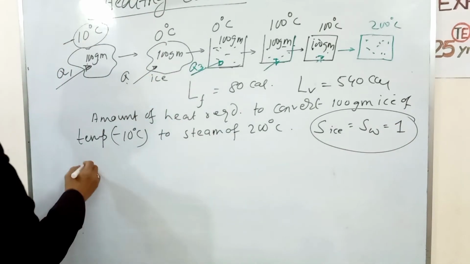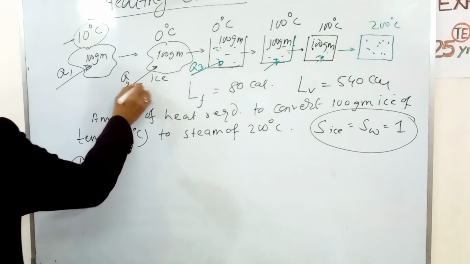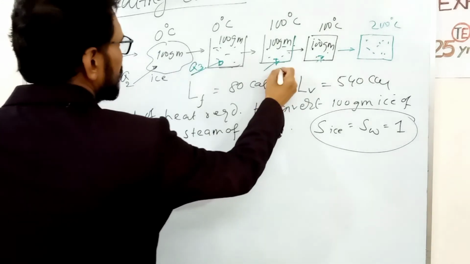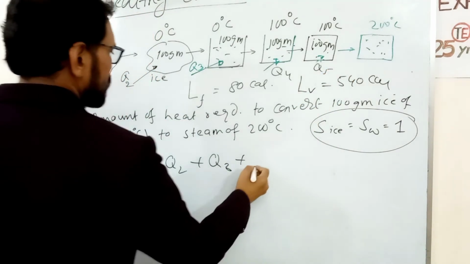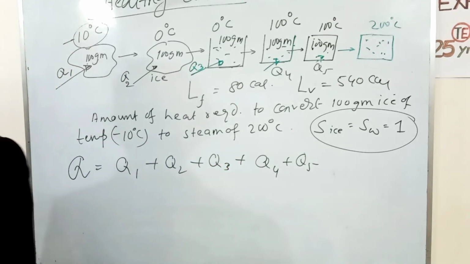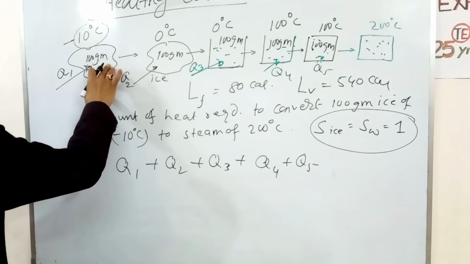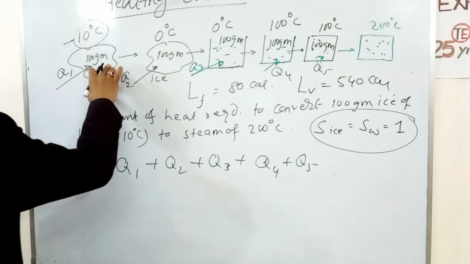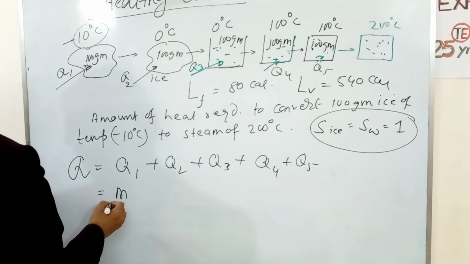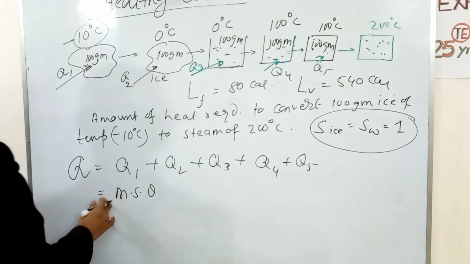The solution will be: total heat required equals Q1 plus Q2 plus Q3 plus Q4 plus Q5. These are the steps. Now what is Q1? Q1 equals, the temperature rises, the state is the same. When the state is the same and temperature rises, then we use heat supplied equal to mass into specific heat into temperature rise.